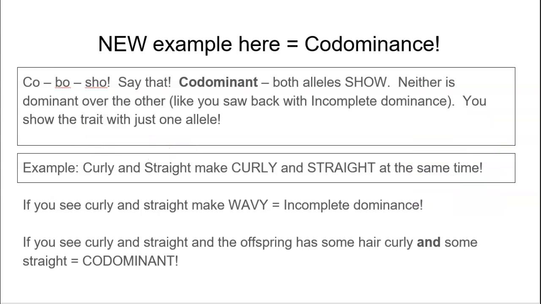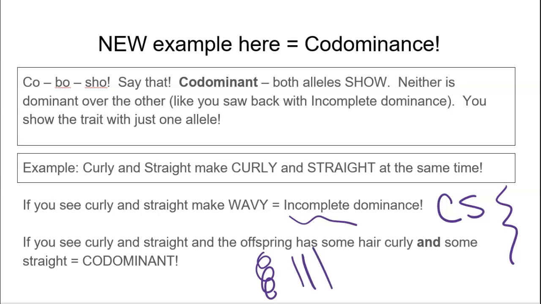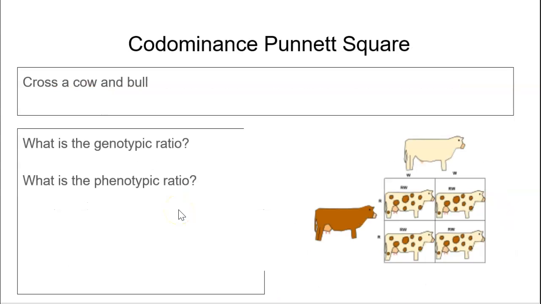Remember, in the case of incomplete dominance, if you had curly and straight, it would make a wavy hair pattern. However, with codominance, if you have curly and straight, you would end up with both curly and straight at the same time. Ready to try this out on a monohybrid cross?